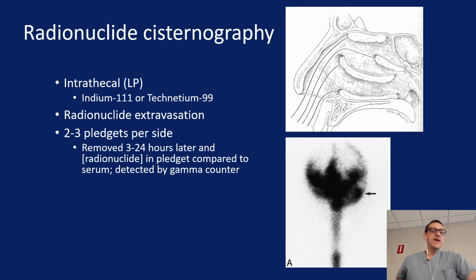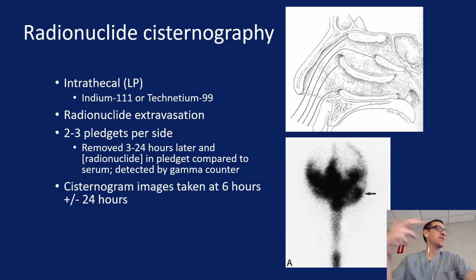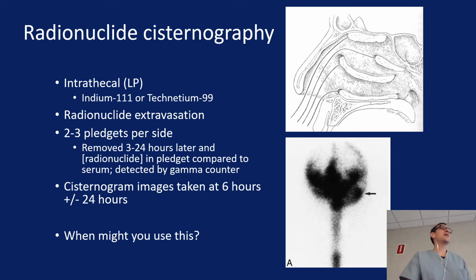Okay, so then it's variable in the literature. They say they'll remove the pledgets anywhere from 3 to 24 hours later. That seems sort of confounding. The pledgets are compared to serum levels of the radionuclide. And this is all then detected by a gamma counter. All right, so you have to have all this set up at your institution. The cisternogram images are taken at 6 and 24 hours. Isn't that an amazing image? I hope everyone knows what that arrow is pointing at. No? It's okay. So when might you use this?